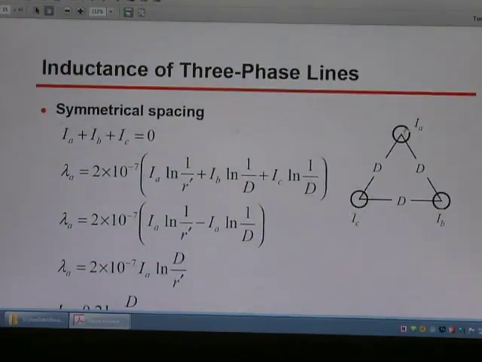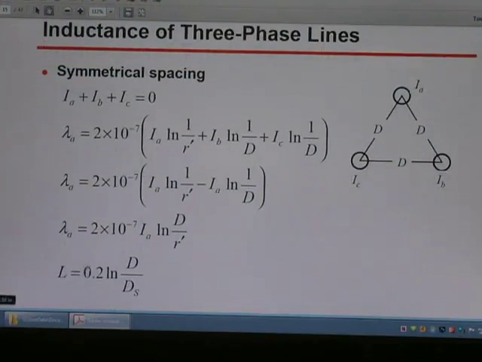Then for symmetrical spacing, with currents IA, IB, IC, we get the flux linkage lambda A and the inductance L can be calculated from the linkage flux equation.